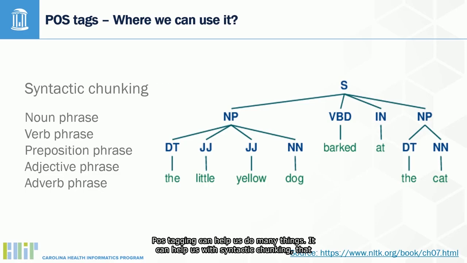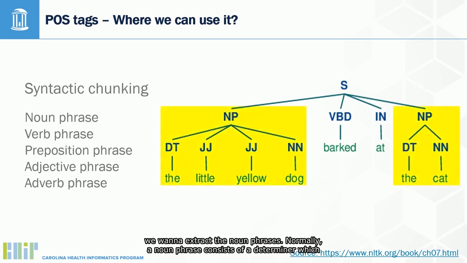It can help us with syntactic chunking, that is, identifying the proper combination of words, such as phrases. A phrase generally provides us with more detailed information than a single word. For example, in this sentence, we want to extract the noun phrases. Normally, a noun phrase consists of a determiner, which means an article, then maybe an adjective, and ends with one or more nouns. We assign POS tags to each word and extract the noun phrases based on that pattern.